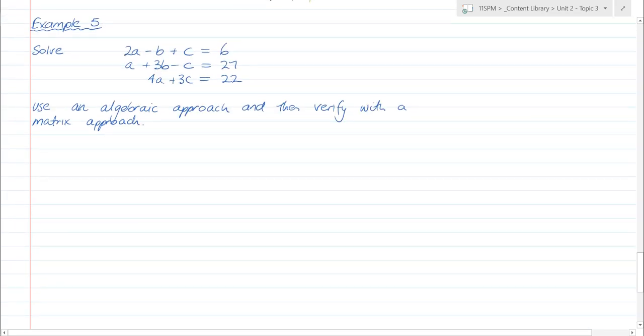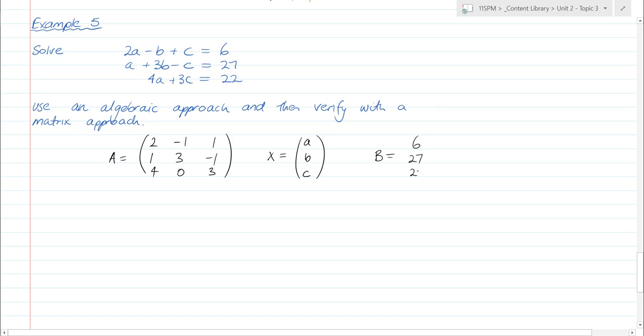So we're going to solve example 5 by first defining A as 2, -1, 1, and then 1, 3, -1, and then 4, 0, 3. So the B is the term that's missing in that third one, so I have to make sure that I lose the B. My X matrix, which is my variable matrix, is A, B, C, and my B matrix, which is my solution matrix, is 6, 27, 22.